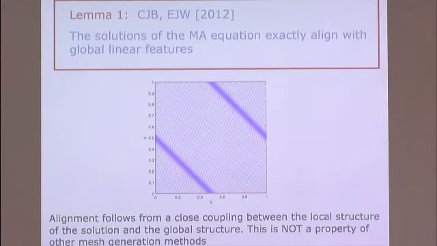Here's a mesh that we generated as part of a solution of Burgers' equation, where we have a shock moving through the domain. And so here's the shock here, and the mesh has actually twisted itself and globally aligned itself with the shock. And we actually have a theorem, myself and Emily, that if you do have linear features in the problem, then the mesh will globally align with those linear features.